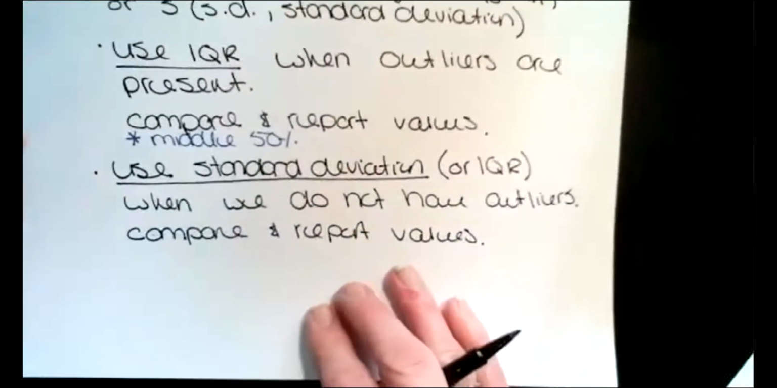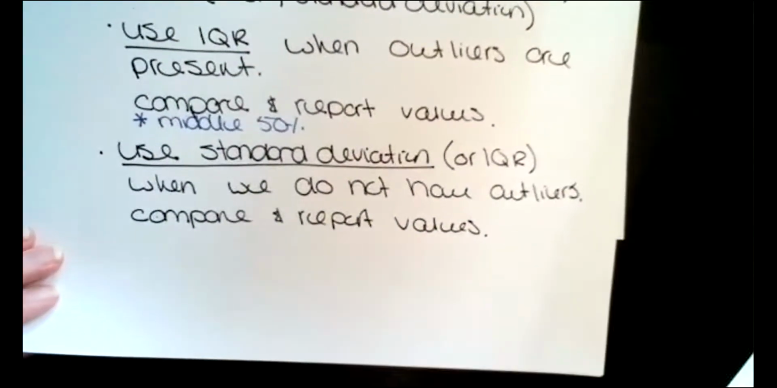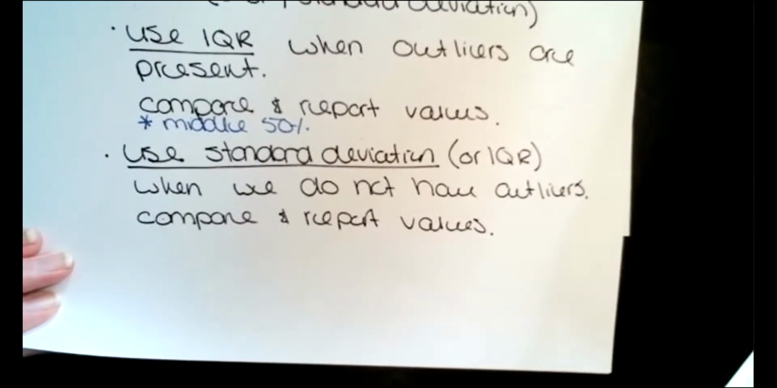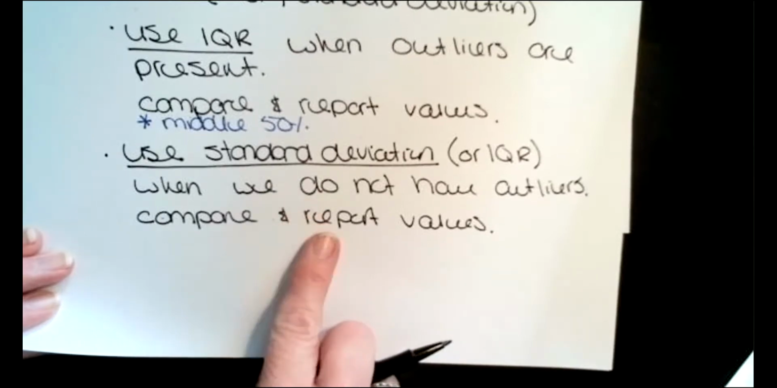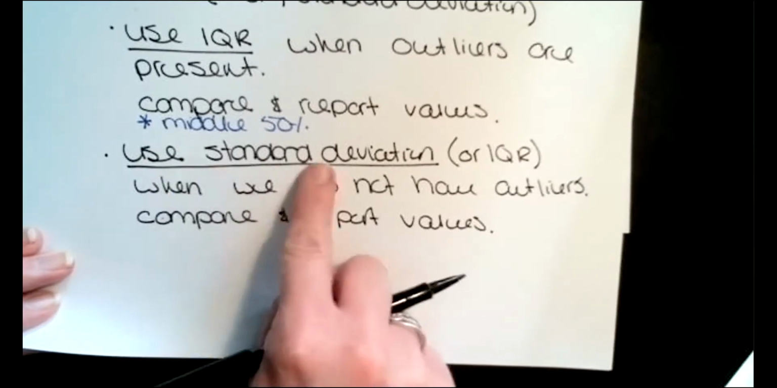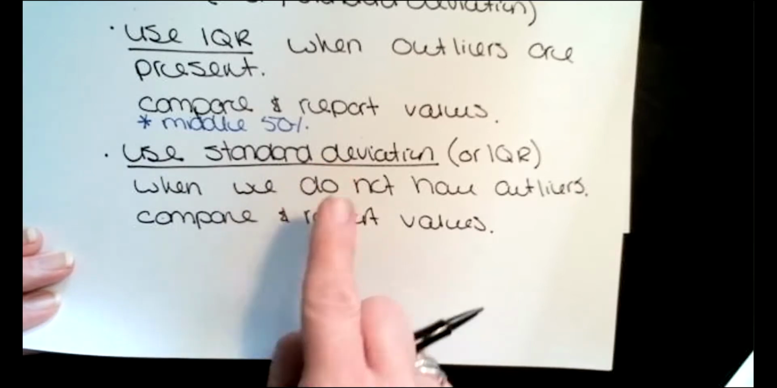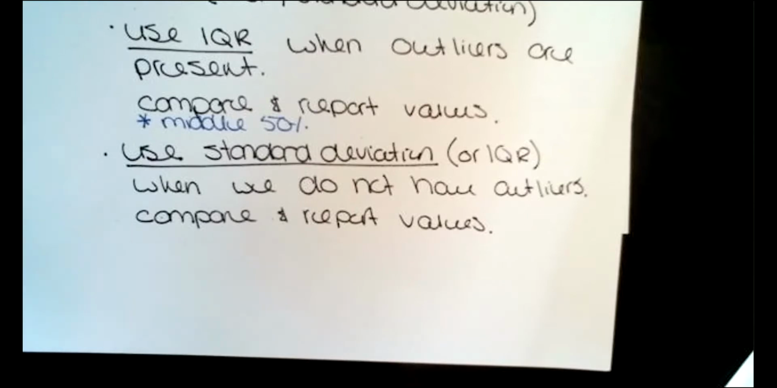You don't want to use standard deviation if you have outliers because it's sensitive to it, right? You use the mean in your standard deviation calculation. Remember what the standard deviation is? The standard deviation is that average distance from the mean, right? It's the average distance of all of your data values, how far it is from that mean. So it is sensitive.